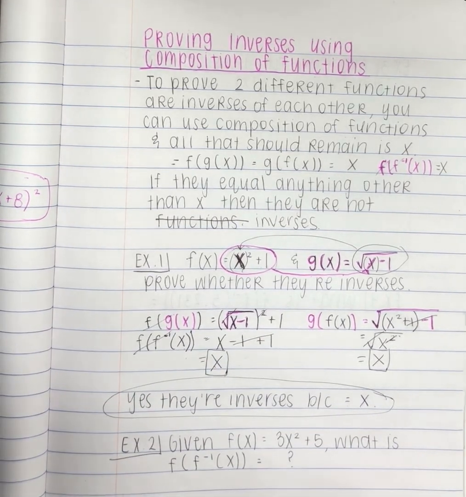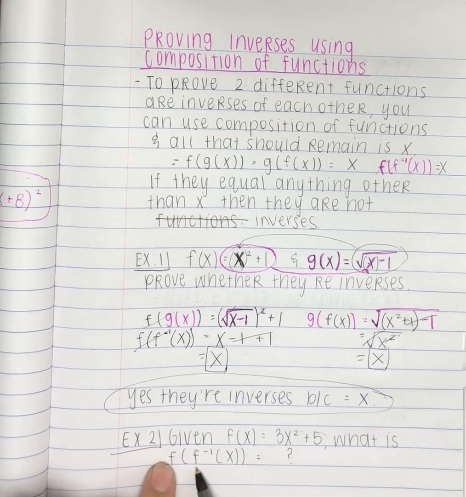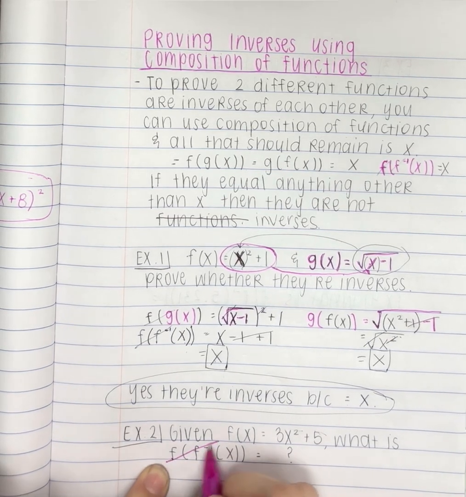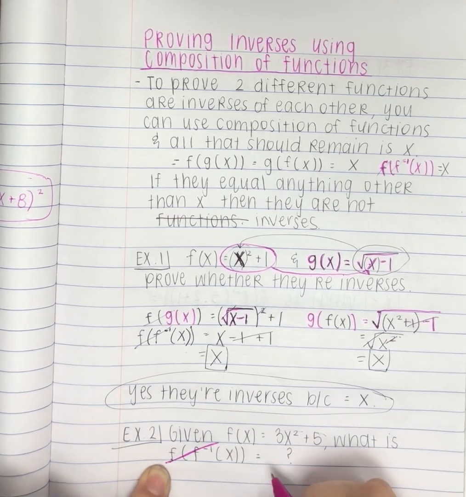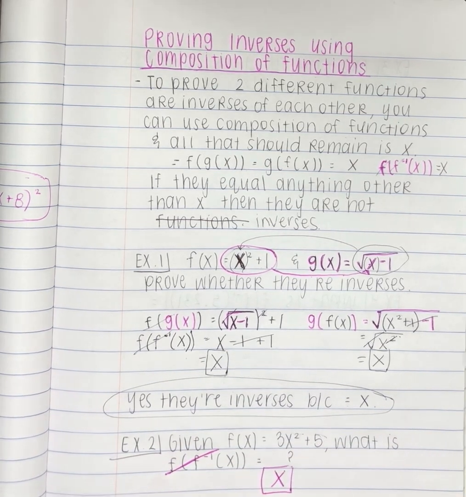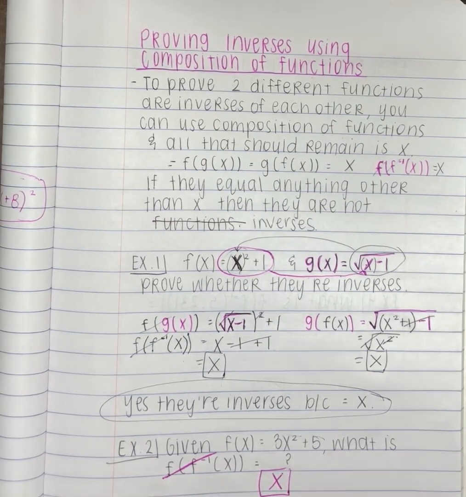So down here, it doesn't matter what this is because we know f and its inverse function, whatever its inverse function is, we know that they are going to cancel each other out, equaling x. Okay? I just want you to be aware of the difference.